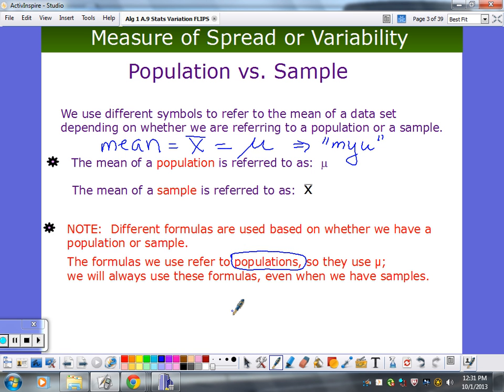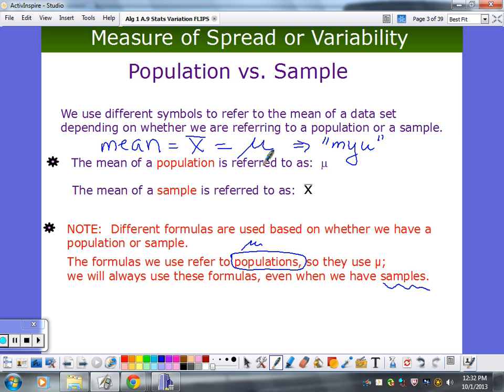There are different formulas for some of these things if you have a sample. For our purposes, we're not worrying about sample formulas. We're only worrying about population ones that have mu's in them. This may not make a lot of sense just yet, but when we start looking at the formulas, hopefully that'll make more sense. So I'm going to start using mu a lot when I'm talking about the mean.